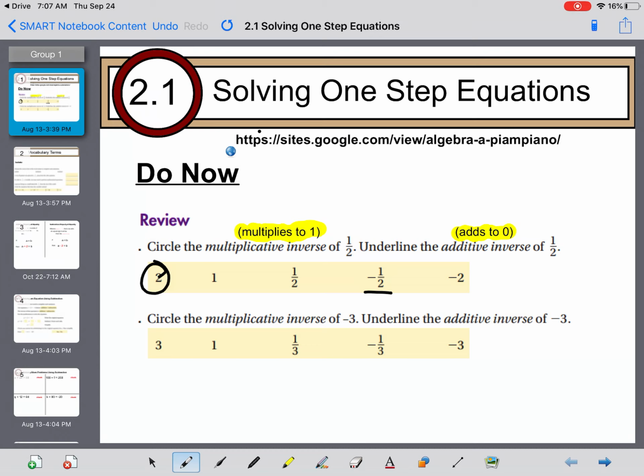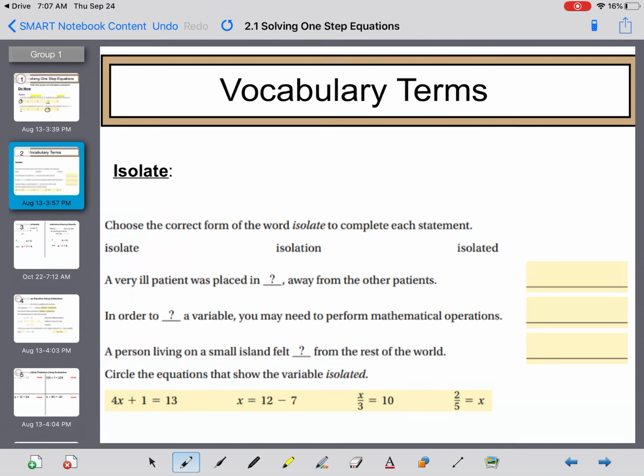Circle the multiplicative inverse of -3. So again, it's going to multiply to a positive 1. That's negative 1/3. The additive inverse of -3, remember that adds to 0, is 3.